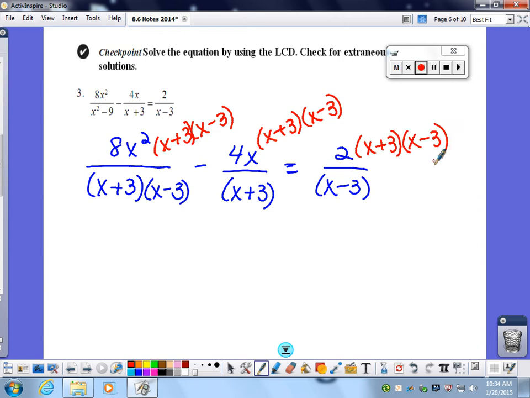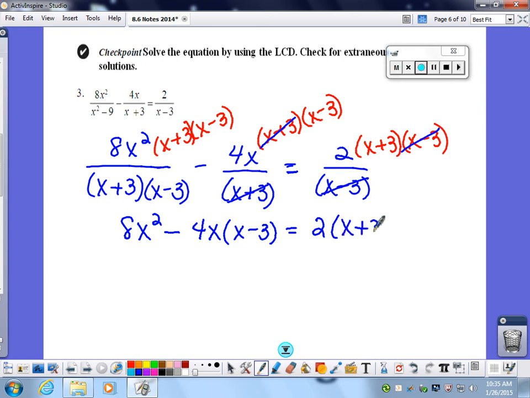All right, take a moment and catch up. Here again, like I said, anytime I'm going too fast in the video, please pause it. You can play catch up. All right, let's simplify each expression. So this is going to leave me with 8x squared minus 4x times x minus 3 equals 2 times x plus 3.